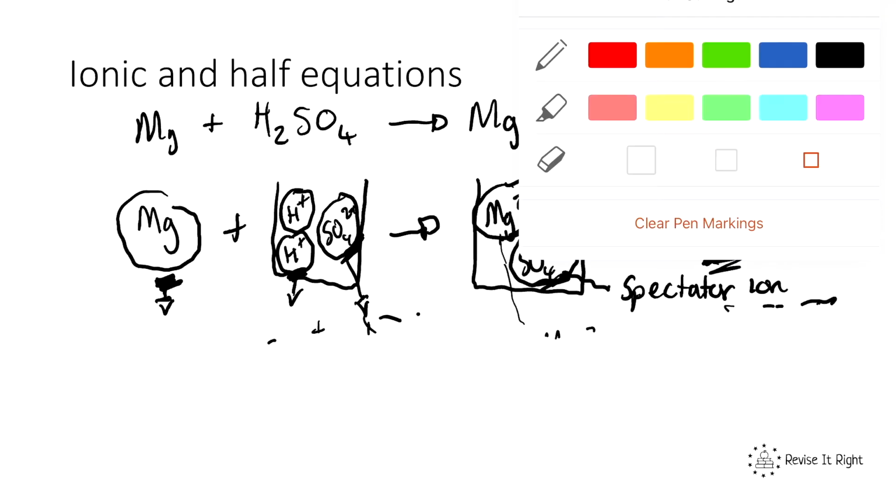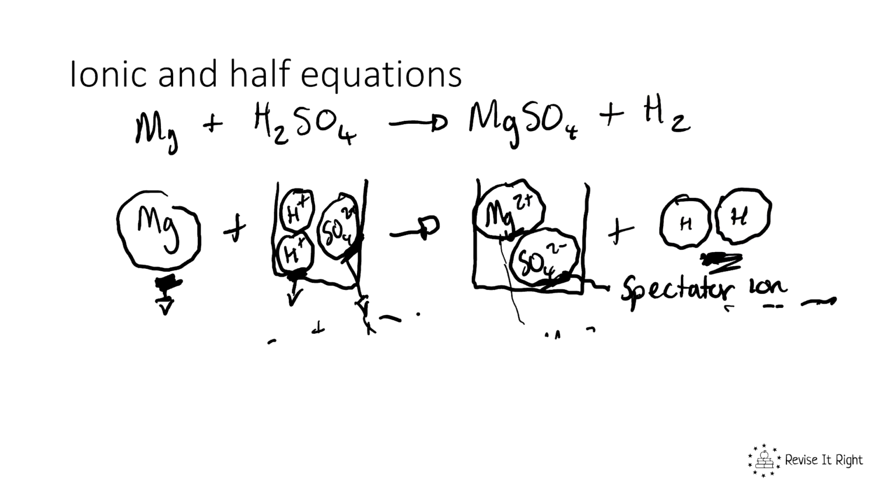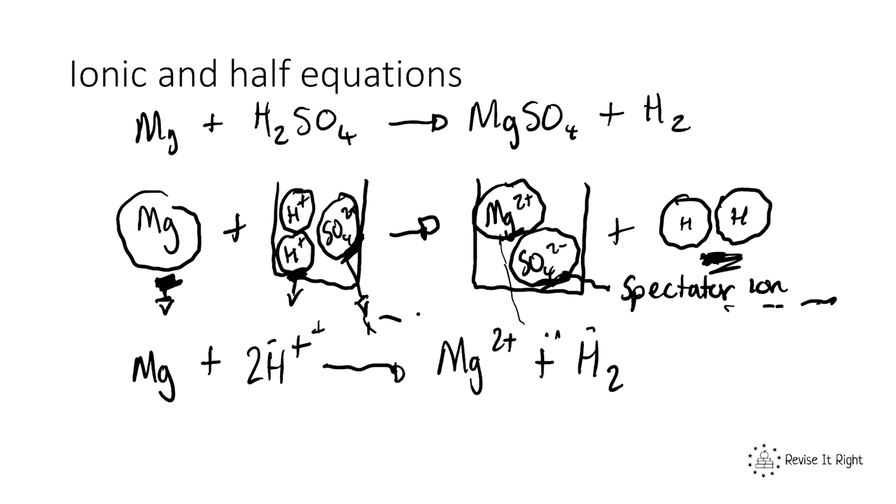Okay, so what our ionic equation actually should look like is Mg plus 2H+, and that produces Mg2+ plus H2. So you can see here that it's only included the ions that were involved in the reaction and has not included the spectator ion. And we call this an ionic equation as it only includes the ions involved.